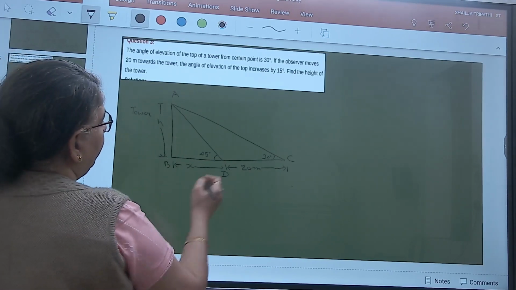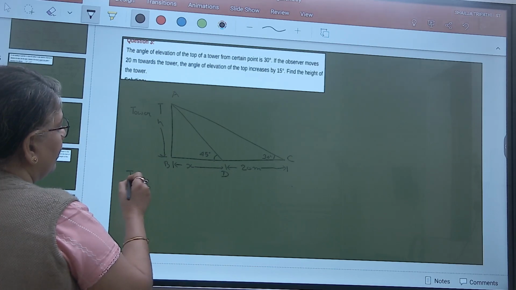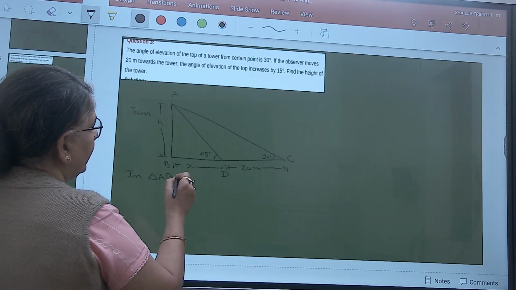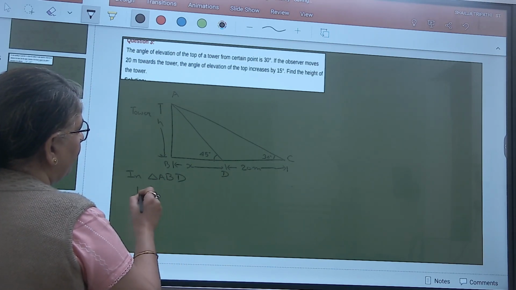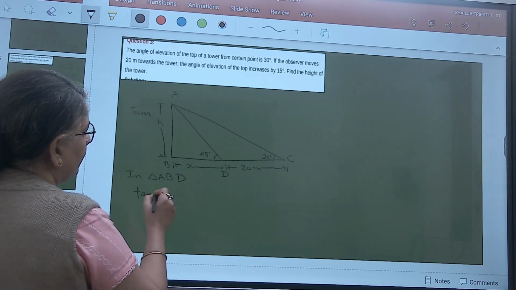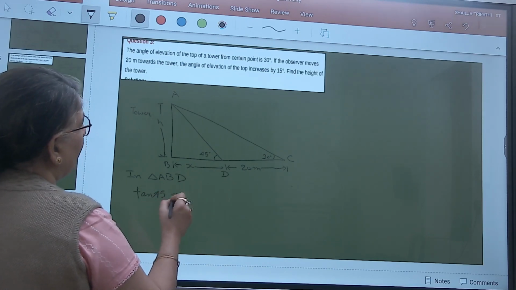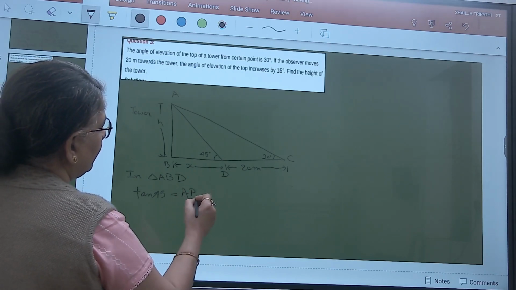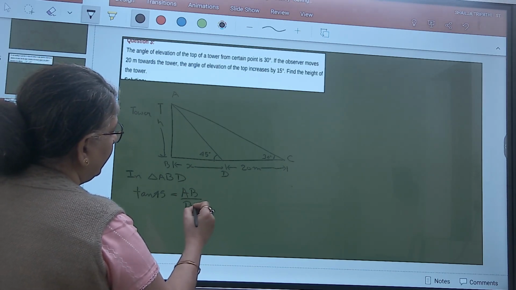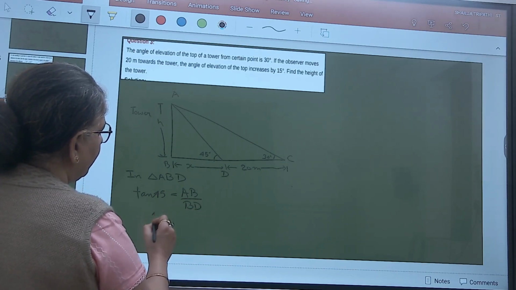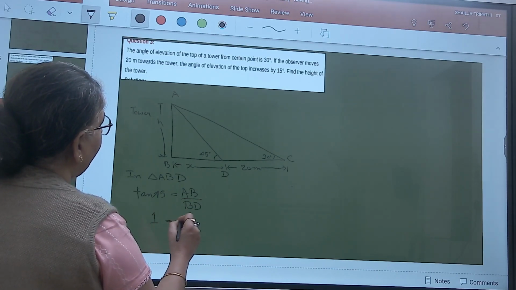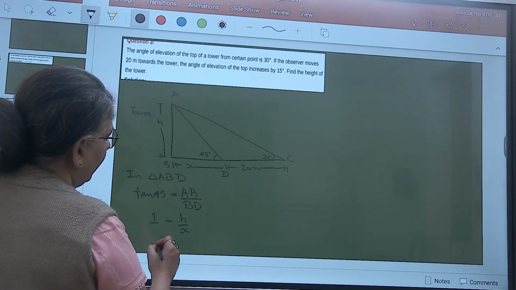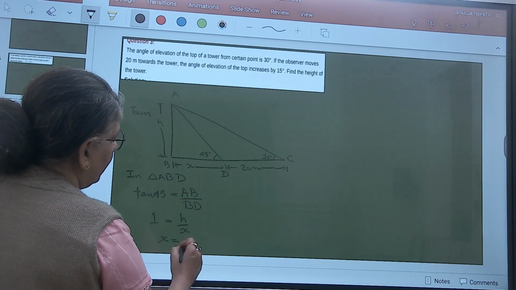So in triangle ABD, apply tan 45 is equal to perpendicular, that is AB, upon BD. So tan 45 is 1, AB is h and BD is x. So we get a relationship that x is equal to h.